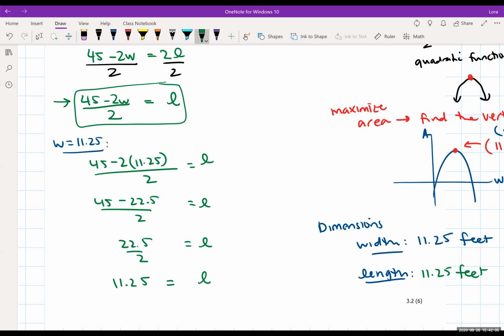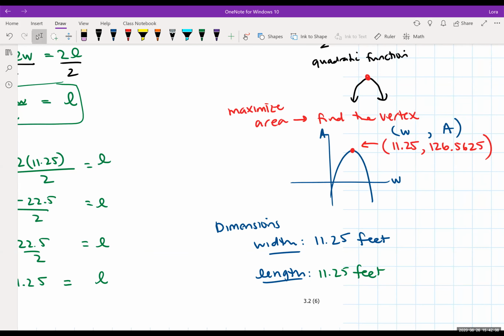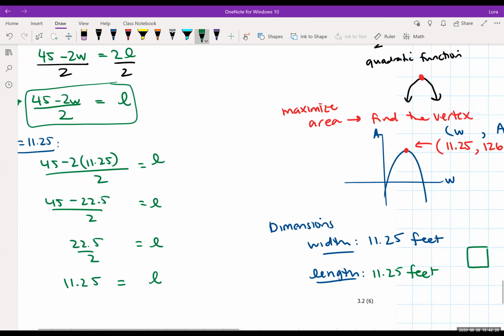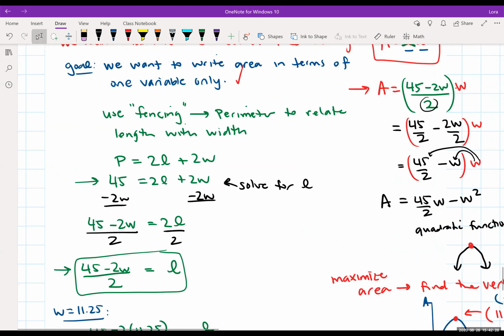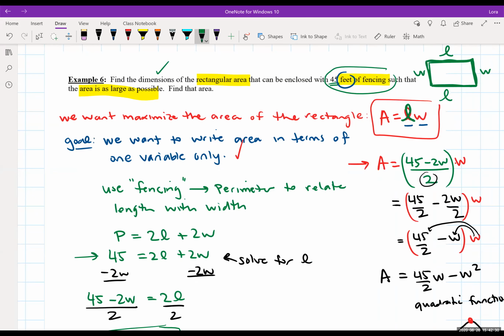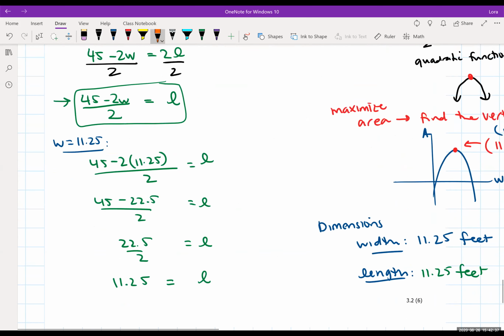So you're probably guessing, wait a second, if the width and length are the same, don't we in fact have a square? And the answer is yes. So I believe having a square, which is a special type of rectangle, would be the correct dimensions to maximize the area. So double check one more time. Did we find those dimensions? Check. And the last thing, did we find that area? One last thing. Finding the area.